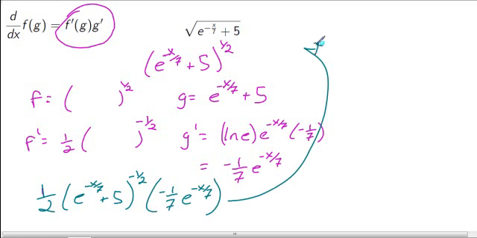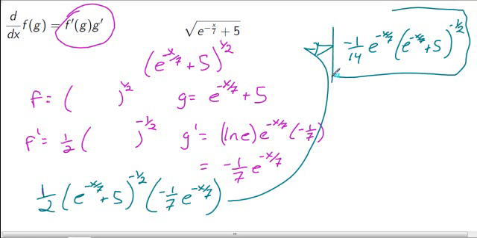And yes, I can come out and make that a little prettier. That'll be negative 1/14 if I bring everything out in front, e to the negative x over 7 times e to the negative x over 7 plus 5 raised to the negative 1/2 power. So that would be the answer you probably see in the back of your book.